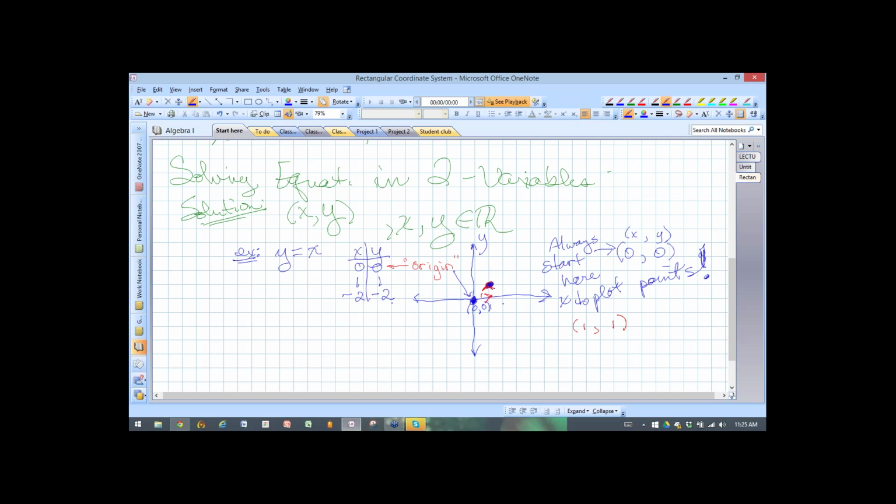Let's do -2, -2. So we start at the origin. This is point 1, 1. I label my points too. When you start getting a little better at the graphing thing, labeling the line will be more important than each point you plot.